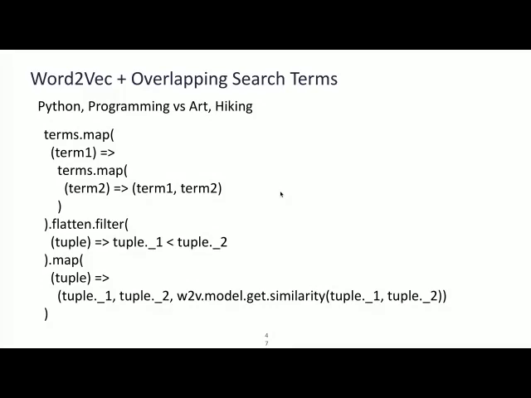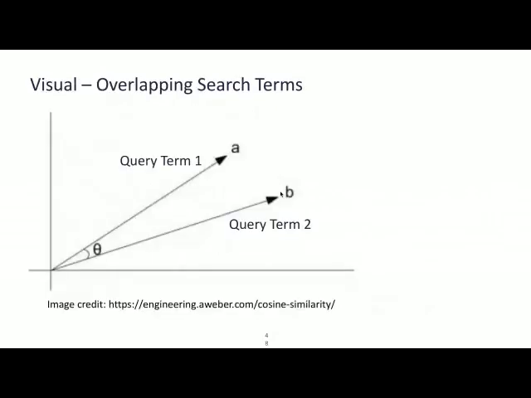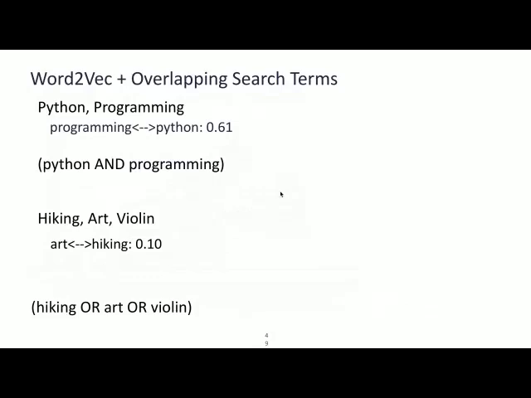And the way we do that, instead of computing distance related to documents, is we're just comparing the individual terms in the search results. So we're getting the word vector from word2vec for each of these terms and seeing how close it is to the others. This is a piece of Scala code that obtains that information. So this visually is what we're trying to do. We're taking one term and another term and we're comparing them to each other and getting the distance. So in the specific model which I trained, for Python and programming we get 0.61 for the distance and 0.1 for hiking and art here. So those you can end up separating.